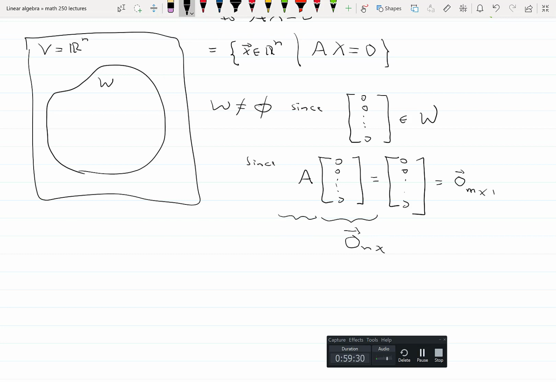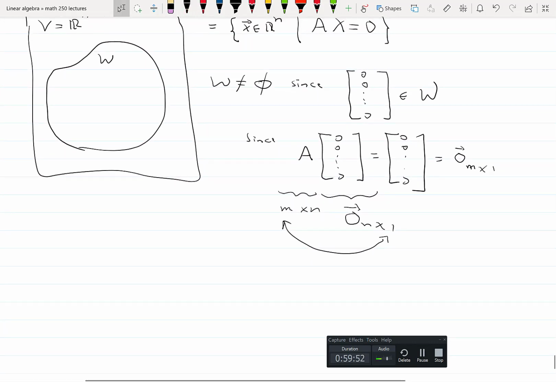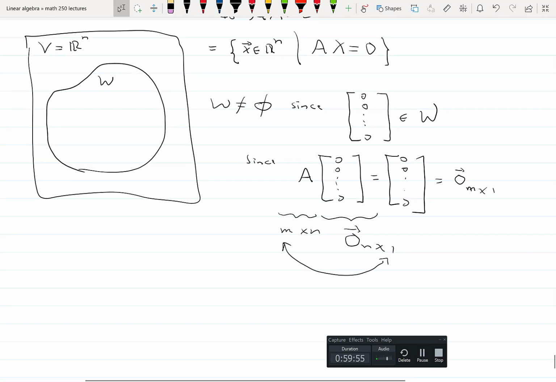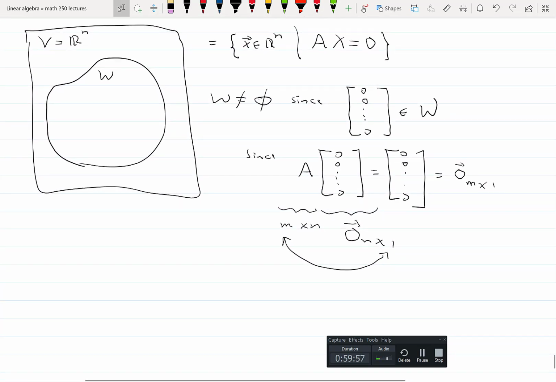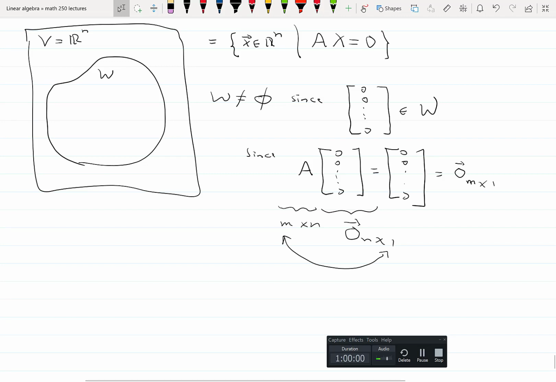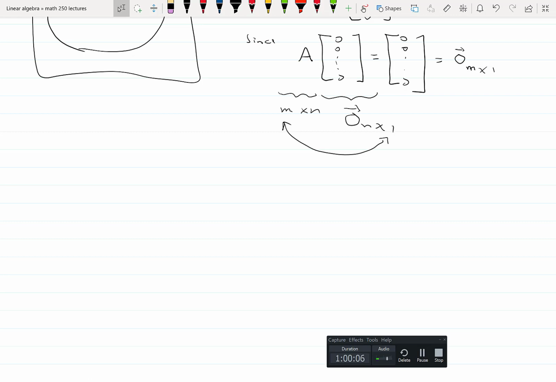How is he getting that, you might be thinking. A was an m by n matrix. The zero vector from Rn is an n by 1 column vector. So A times 0 is m by 1. Look at the sizes. Okay, so W is not empty since the zero vector is in there. Why is that true? Since the zero vector from Rn is a solution. All the solutions have to be solutions to the homogeneous system. The zero vector works.